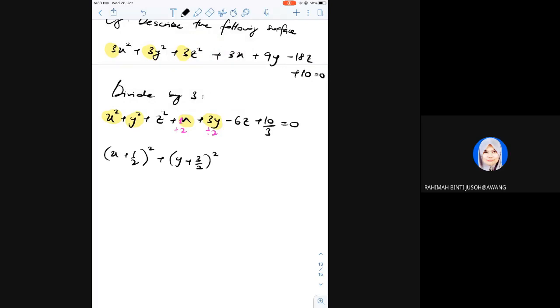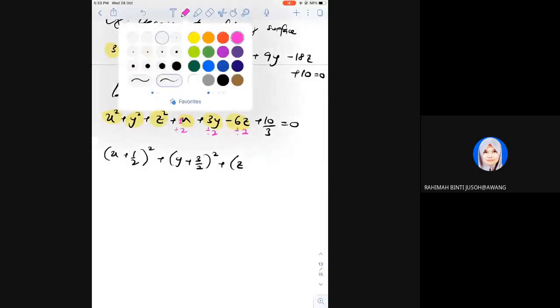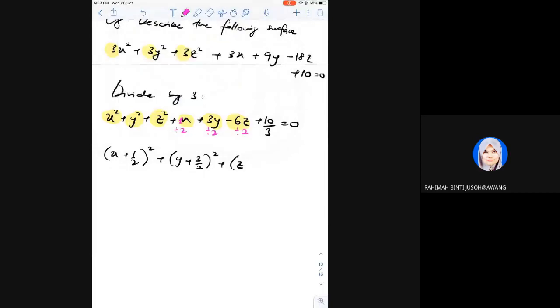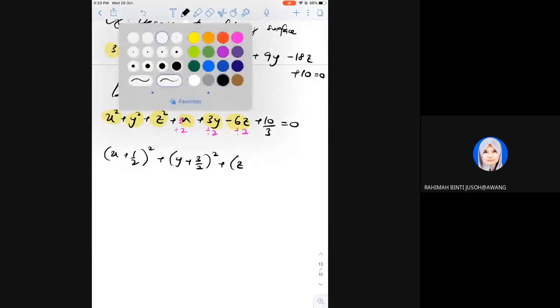Squared. Okay, and then plus z, open the bracket. Now we have the pair of z is negative 6z. So negative 6 should be divided by 2. So we have negative 3. Okay, so we have minus 3 squared like this.